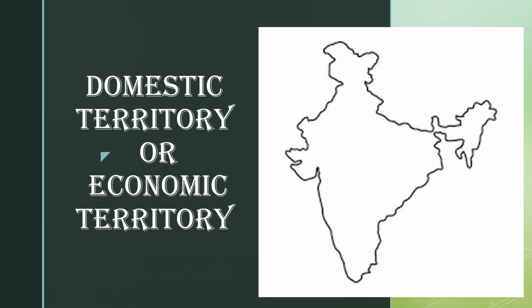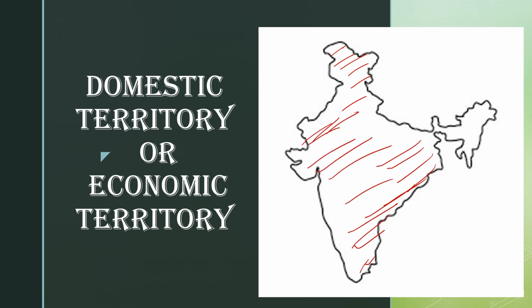Domestic territory, which is also known as economic territory. Whenever we hear these two terms, our mind directly indicates the map of the country. So whatever territory is inside our map, which I am shading with the red color, it comes to our mind that this territory is the economic territory or domestic territory of India. But do you think this statement is true?